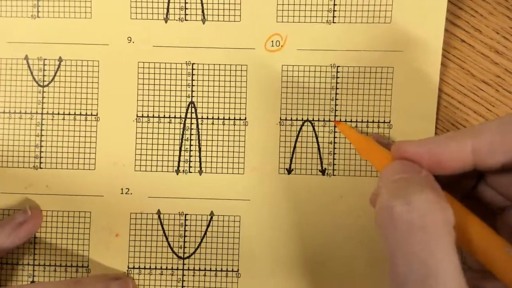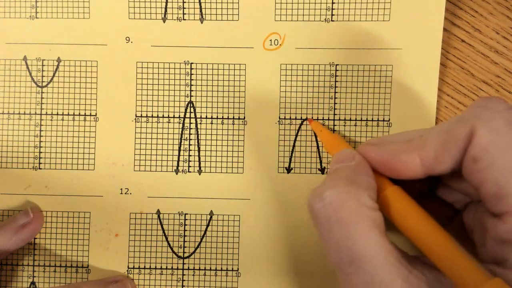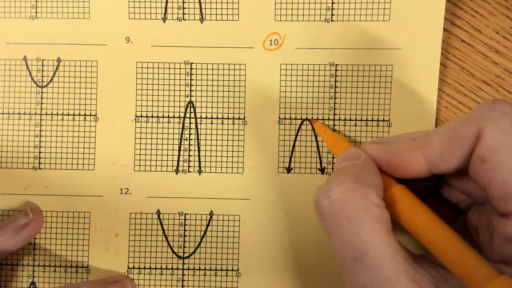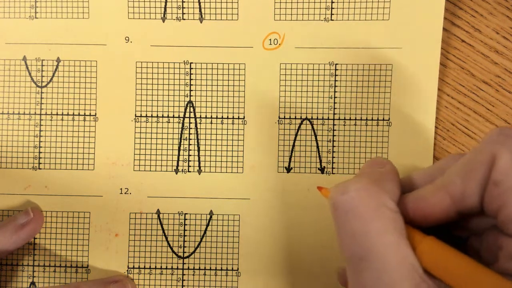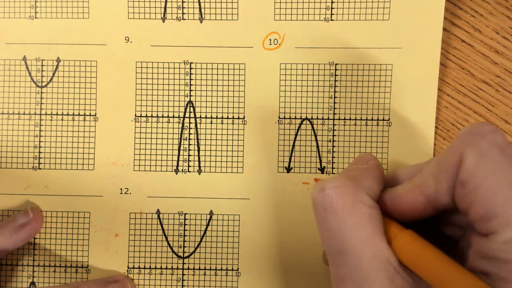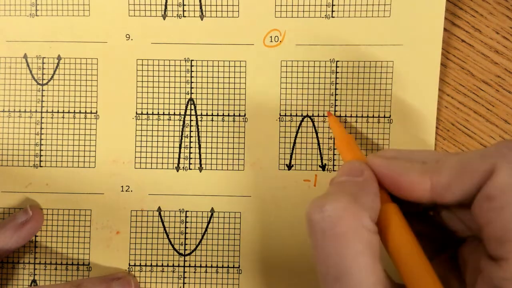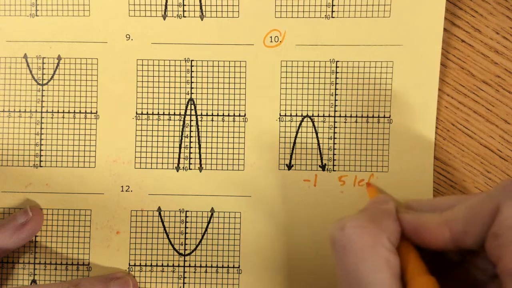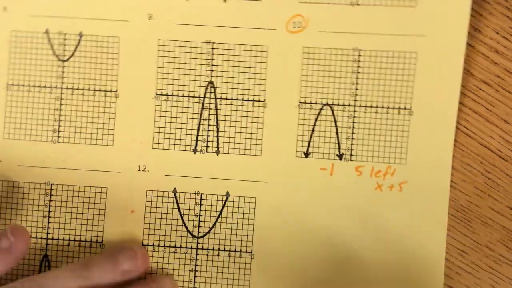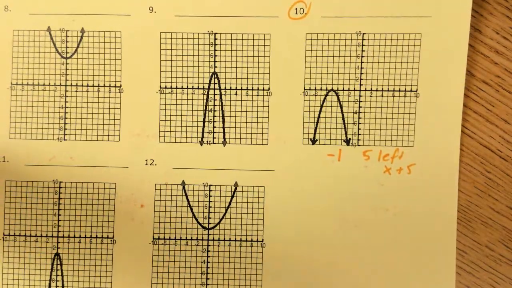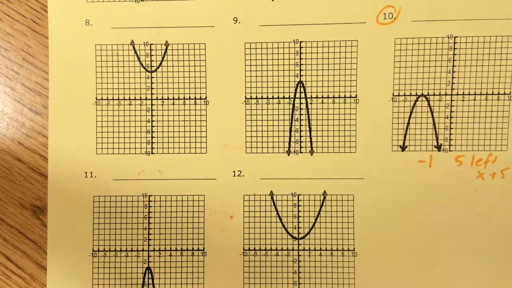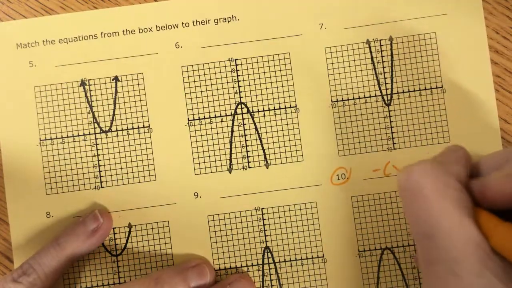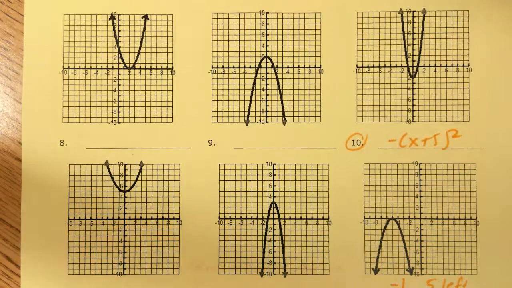Okay. Likewise, if I look at this one over here, number 10, I see that my parabola is pointing down, so first of all, I should have a negative a, okay? I'm also shifted 1, 2, 3, 4, 5 left, which means I should have x plus 5. So I'm looking for negative, there we go, negative x plus 5 squared. So negative x plus 5 squared, all right? If you have any more questions, let me know tomorrow.